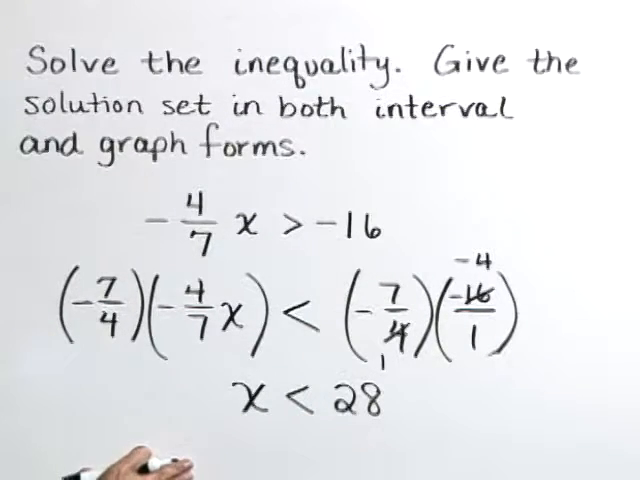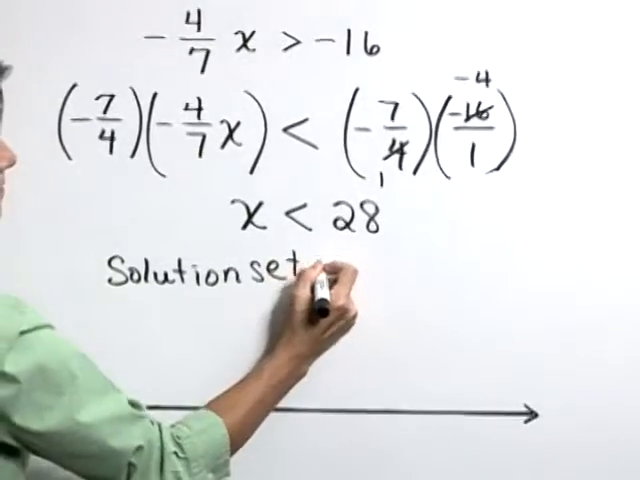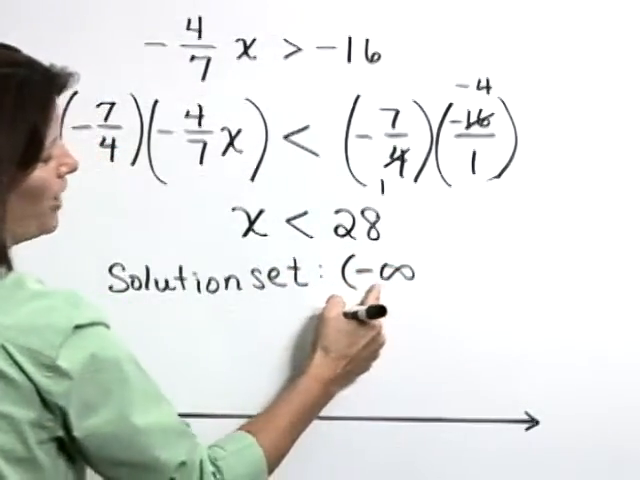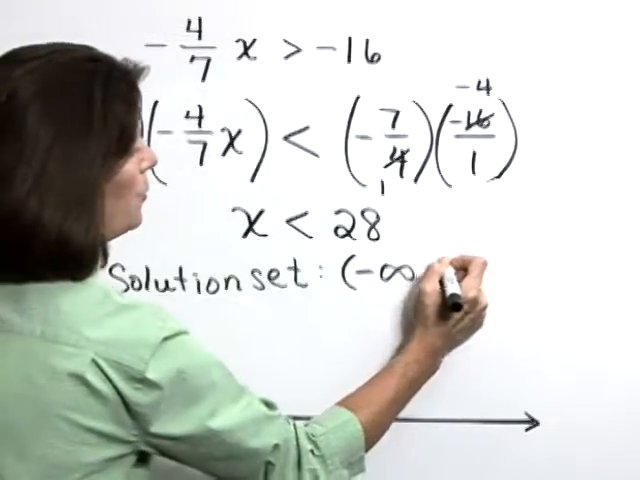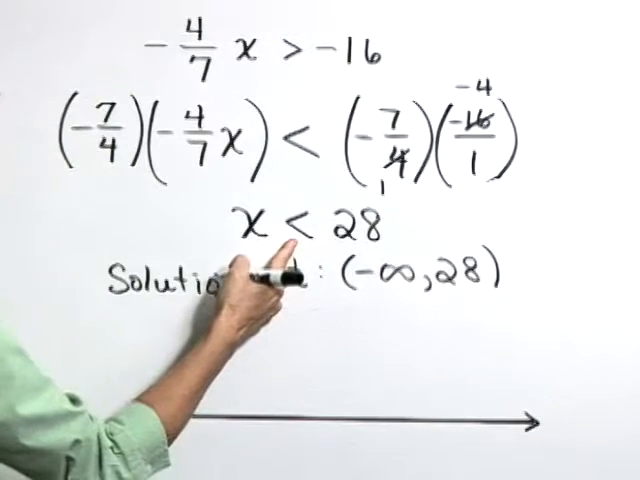Let's write that in interval form as the solution set includes values from back here in the direction of negative infinity up to 28, not inclusive. That's a strict less than symbol.